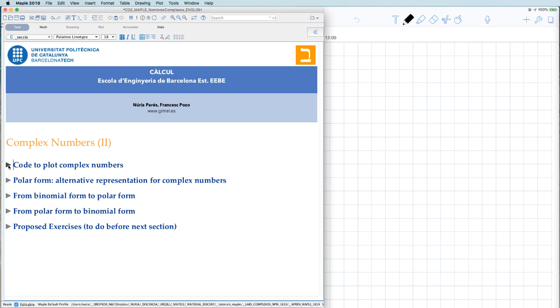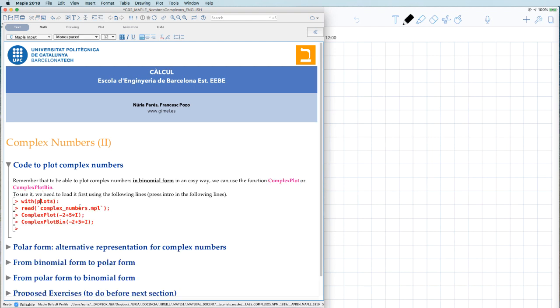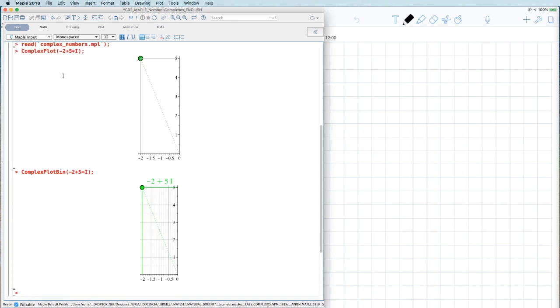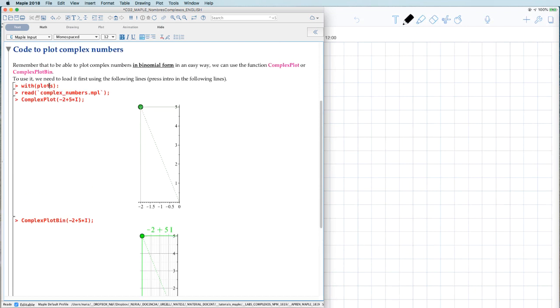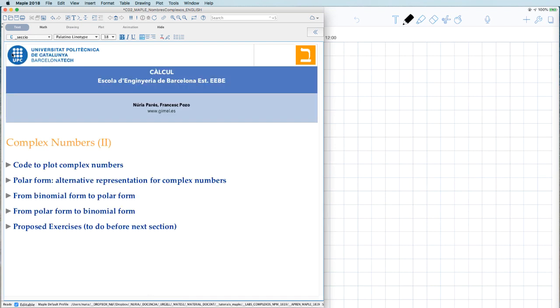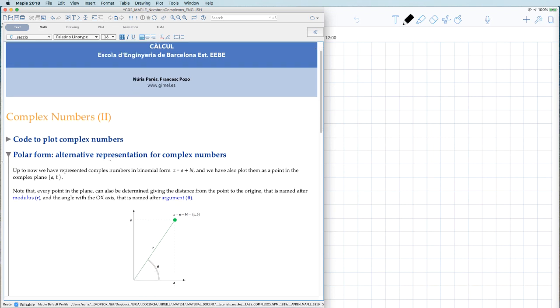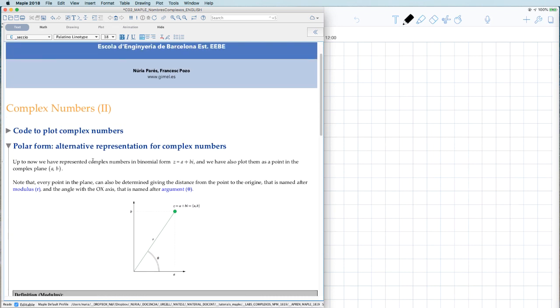So the first thing to remember is that we need to run these lines, pressing Enter, if we want to use the complex plot and complex plot bin functions to plot complex numbers easily. Remember that we have to do this every time we open the file. So let's see what the polar form of a complex number is.